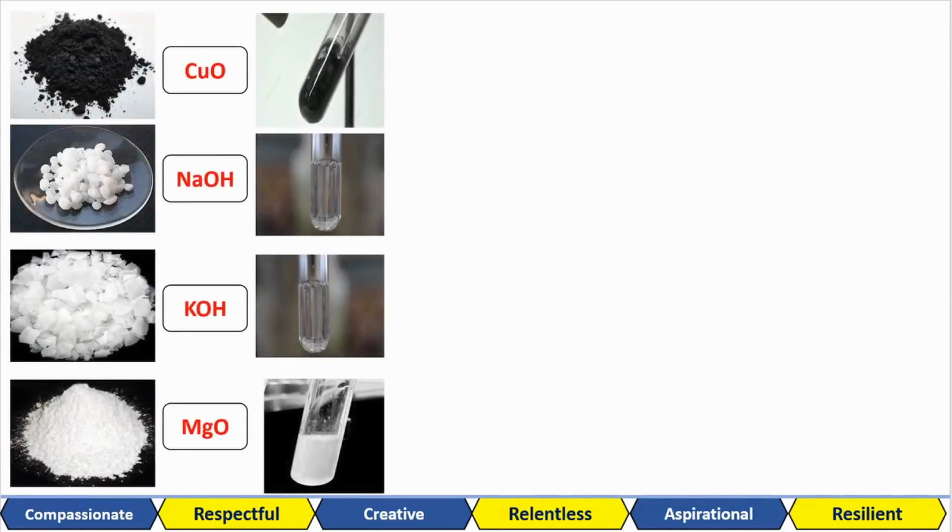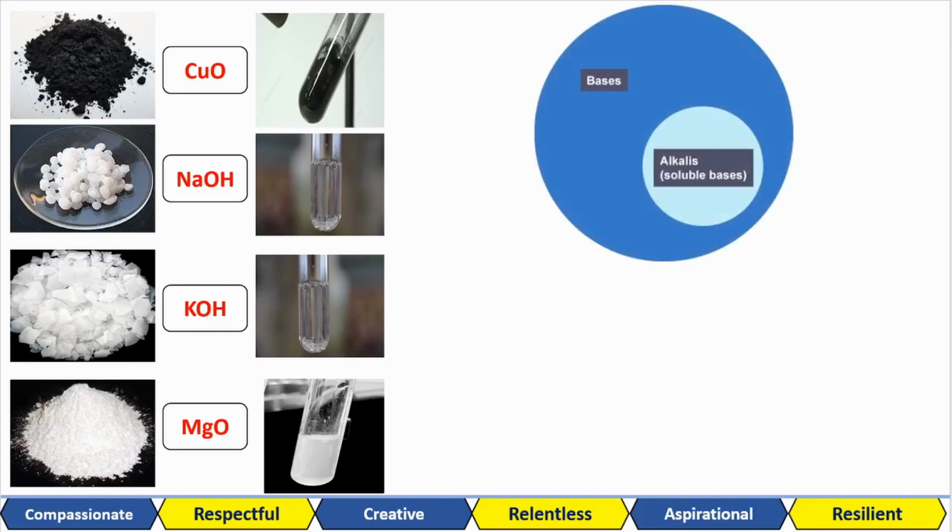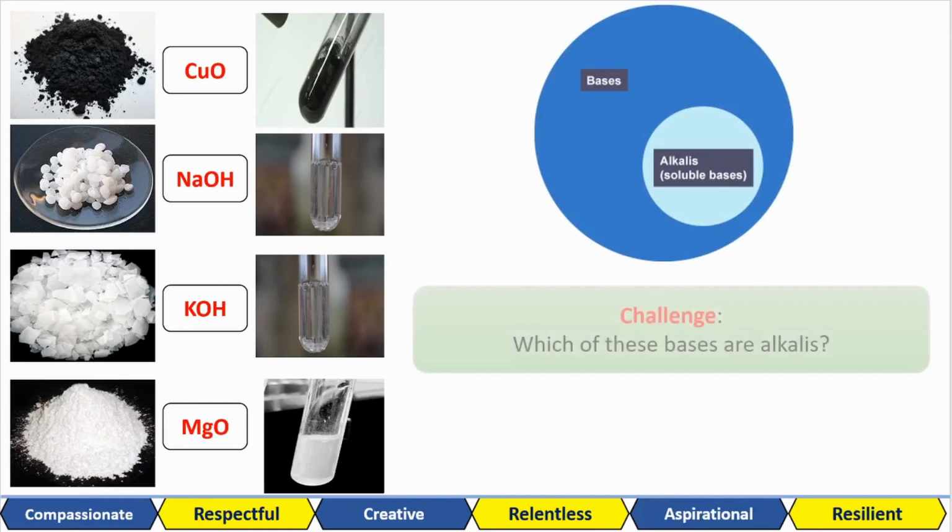We're now going to look at the differences between bases and alkalis. I've got 2 bases and 2 alkalis over here. On the left hand, we have the pure solid, and on the right, we have what they look like when we've added water. This image from BBC Bitesize will help you answer this challenge question. Pause the video and decide which of these 4 are alkali.